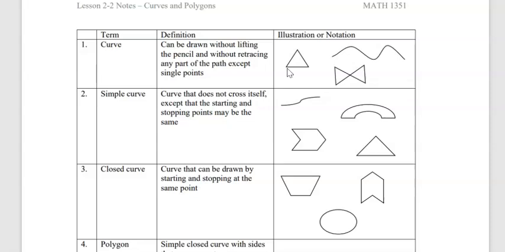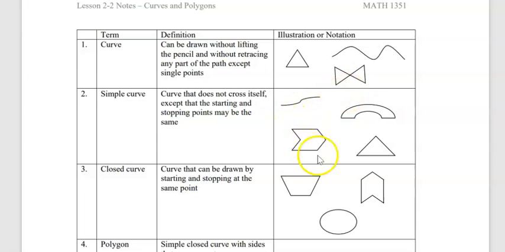Now, a simple curve gets a little bit more specific. It's still a curve, but is a curve that doesn't cross itself except at the starting point and the stopping point. Those can be the same. So right here, that would throw this one out because it does cross over itself right here. So this would not be a simple curve. Whereas these other two up here in the top curve definition would also be simple curves.